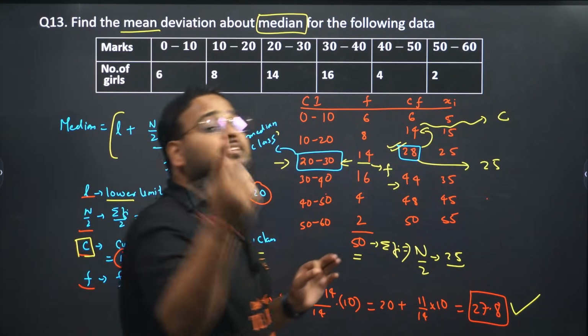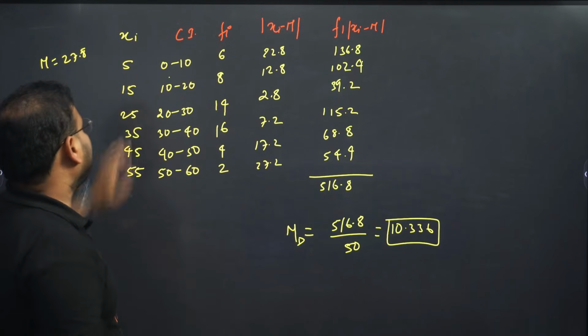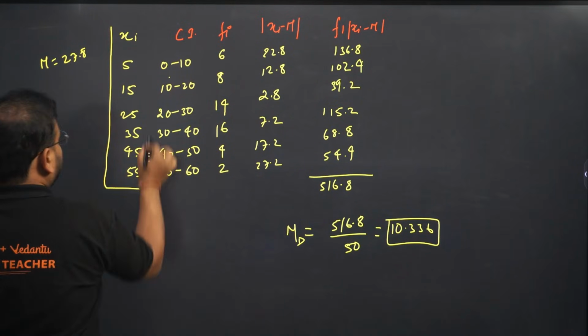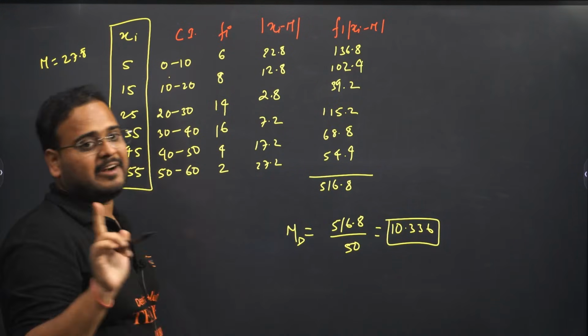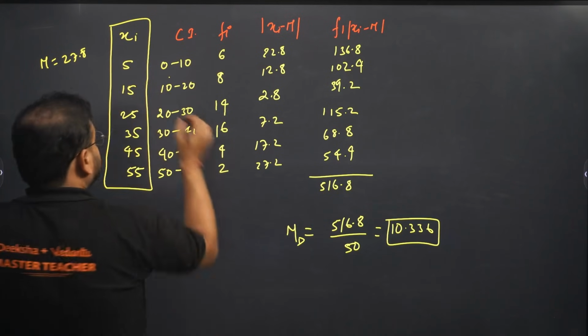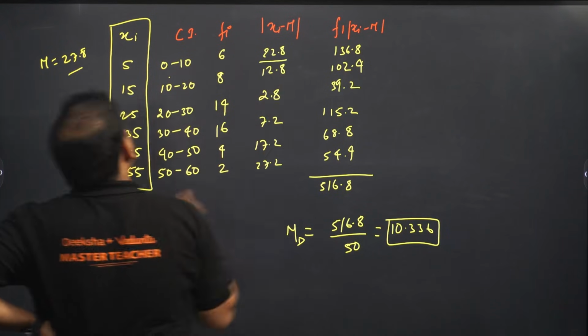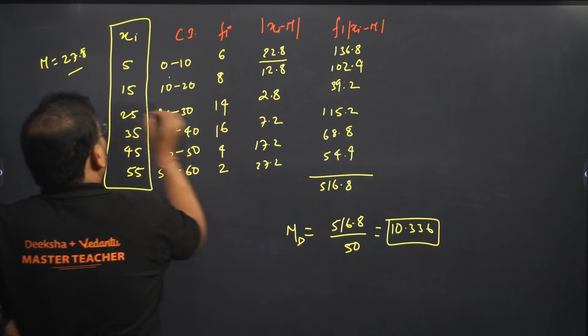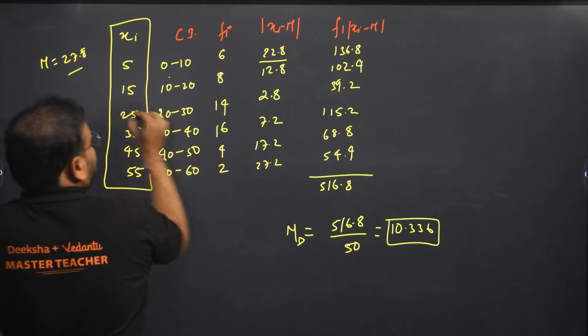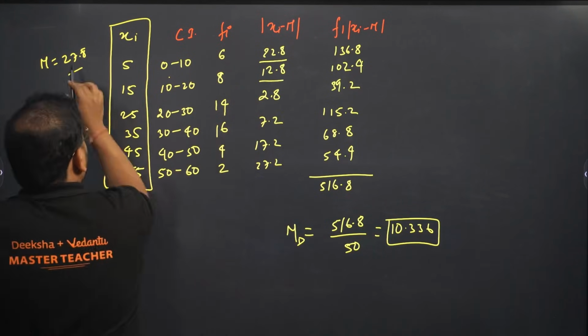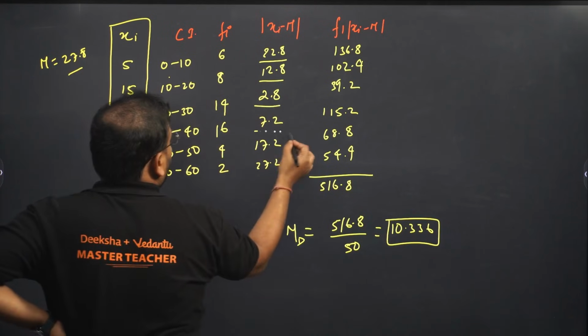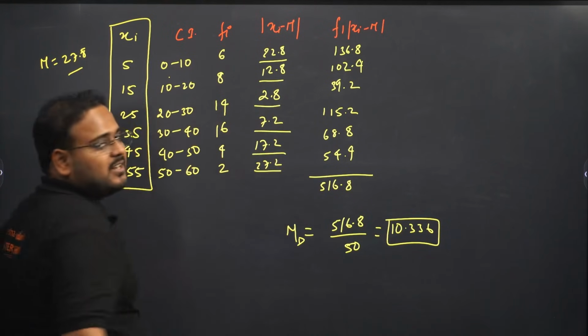You have to find deviations now. So find Xi. Tables are important. Find Xi and look for deviations. Xi minus the median. 22.8. Okay. With the modulus. 27.5 minus 15. 12.8. This will be again 2.8, 7.2 and so on.